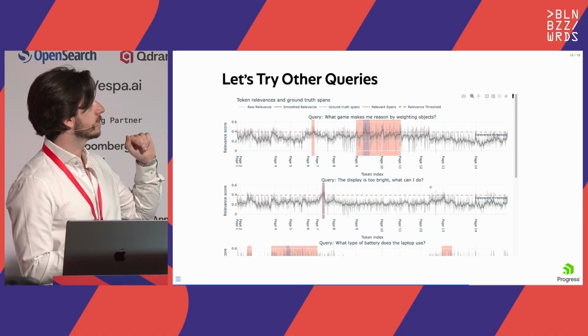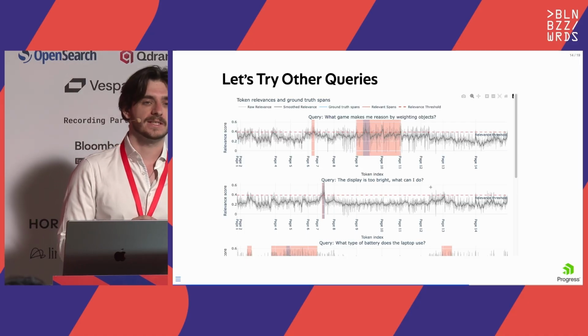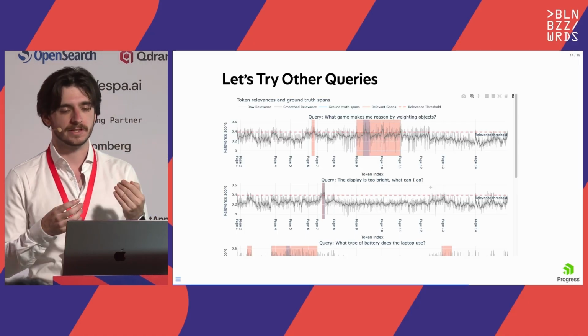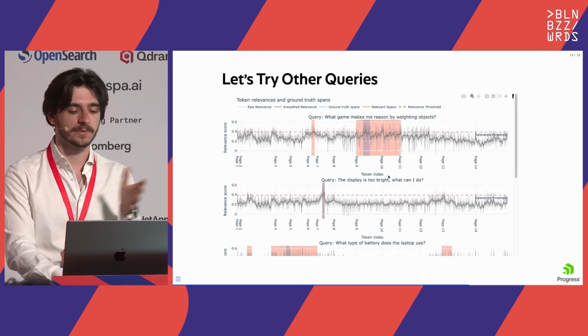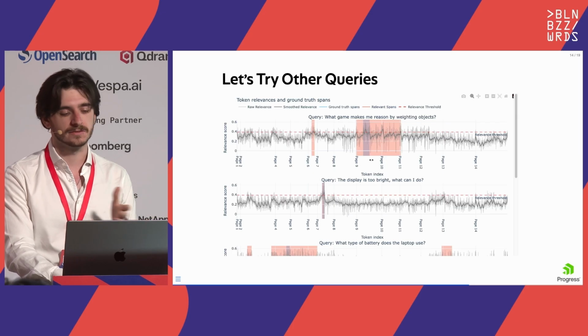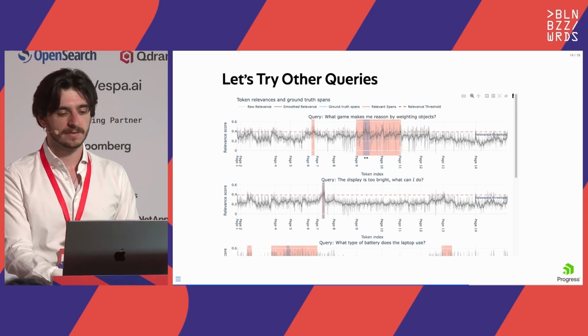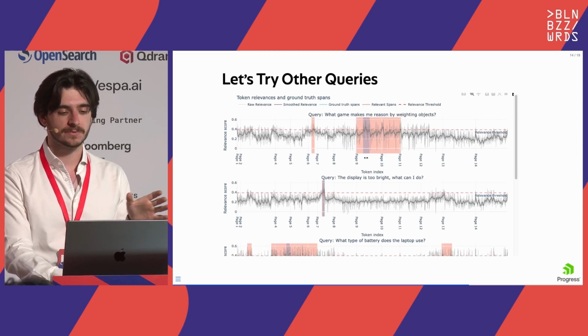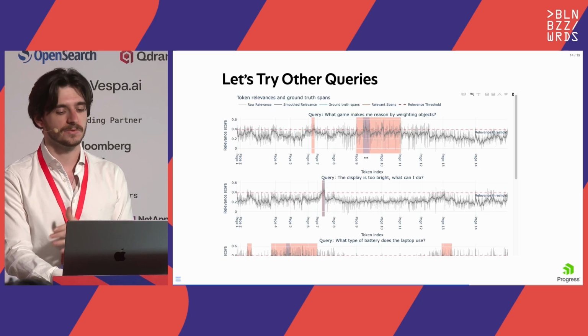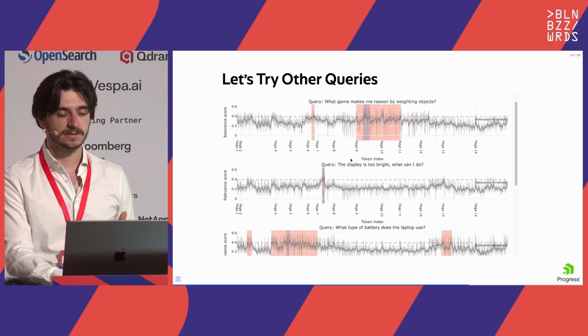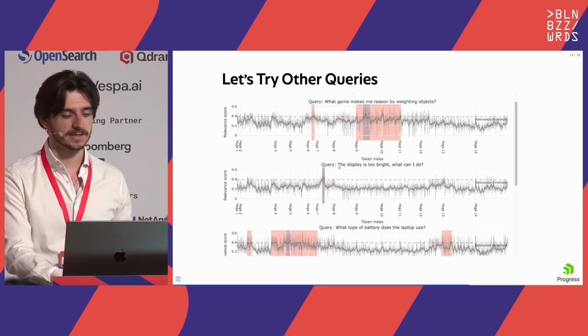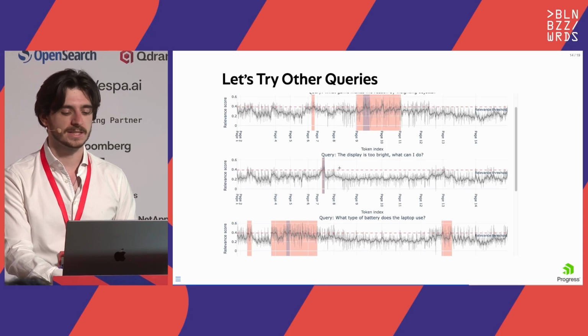And this is a similar graph as before. I've just added the ground truth sections for the spans we're aiming to retrieve in blue, and when they overlap with a salmon section, they show up as purple. For the first one, as we've seen, we do retrieve the interesting part of the text. For the second one, "the display is too bright, what can I do?" Amazing retrieval. We get that pinpointed exactly.